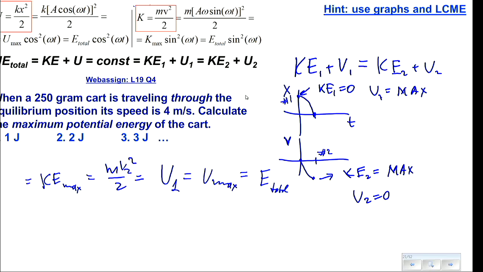0.25, it's 1/4 times 4 squared divided by 2. Kinetic energy, mv squared over 2. So all these numbers are equal to 2 joules. The total amount of energy in the system, yes.